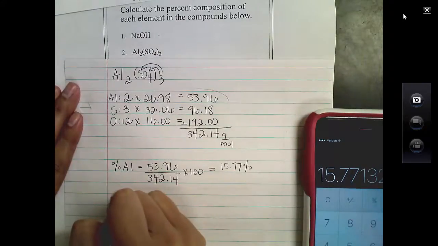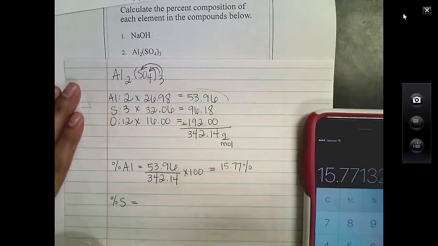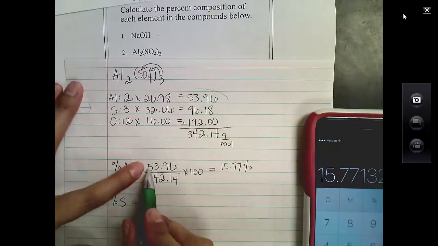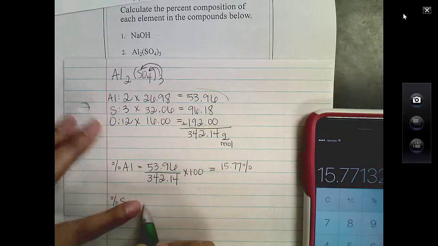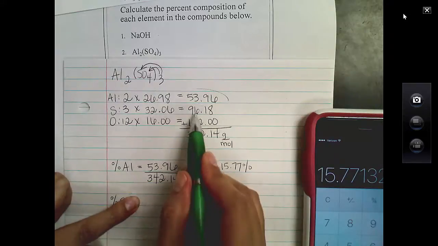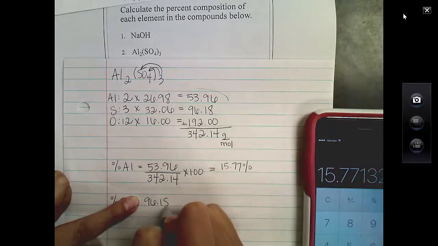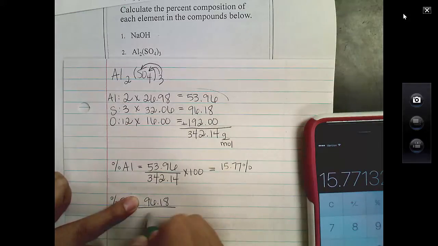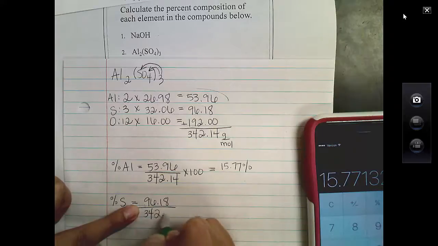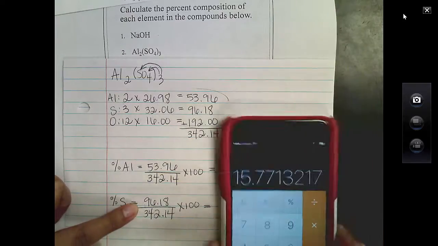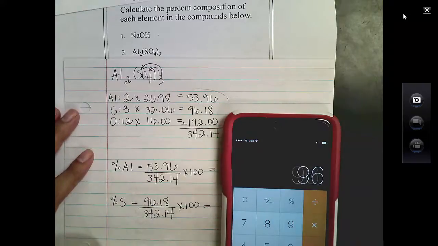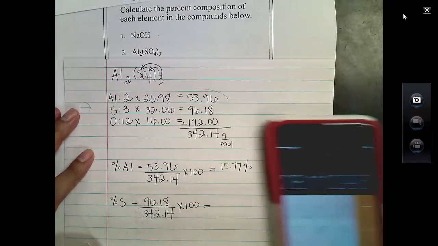Now look at the percentage of sulfur. Using the same equation, the only thing that changes is the number at the top. Different element, different mass of the element. So now I'm going to use 96.18, because that's the total mass of sulfur, divided by the same total mass of the compound times 100. 96.18 divided by 342.14 times 100, 28.11%.